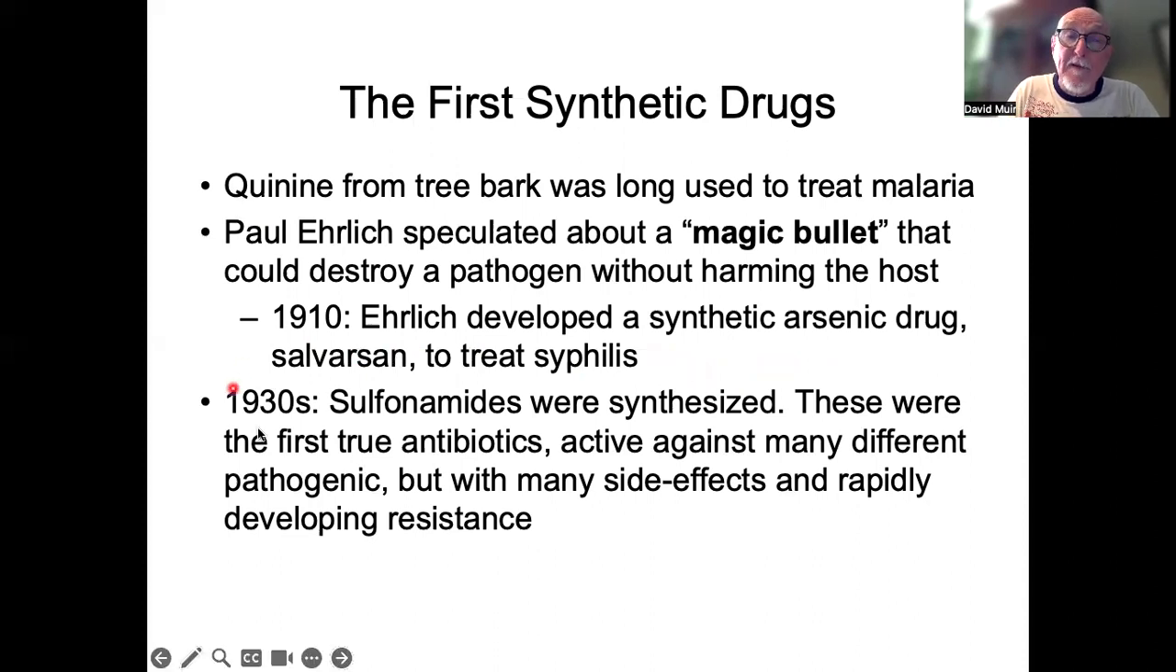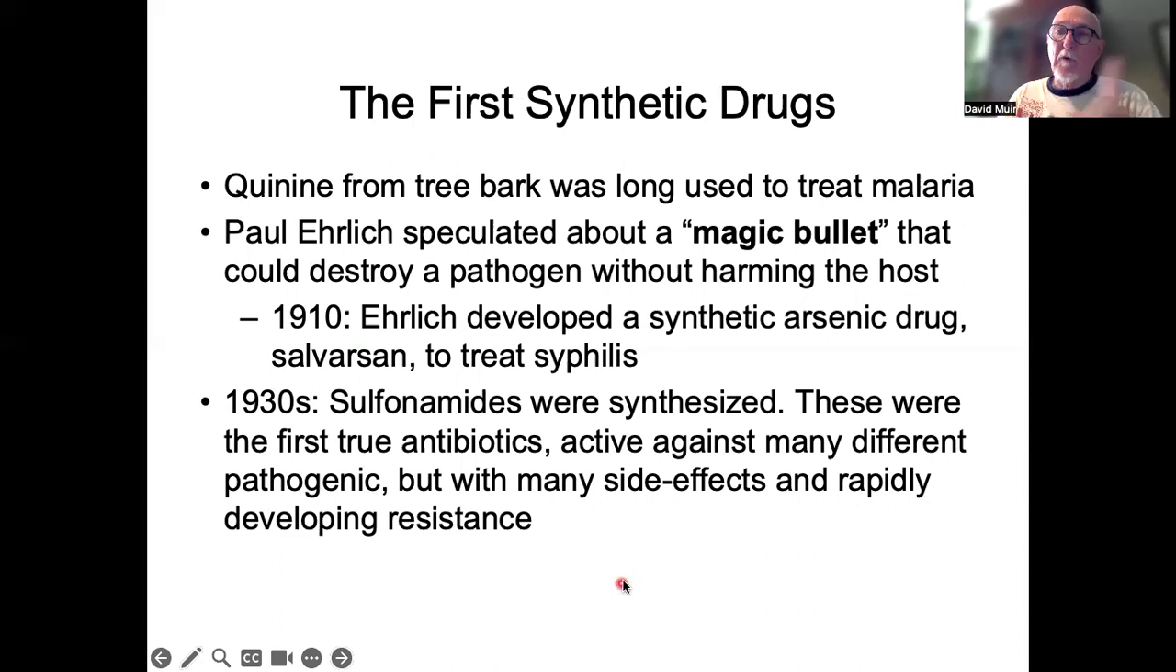In the 1930s, the first truly effective antibacterial agents were developed, and these were called sulfonamides. They were actually developed from dyes. They observed that the dyes could be used as anti-infectious agents, and so they developed these sulfonamides from those dyes. These were the first truly antibacterial agents, and they were very, very effective against many different pathogens.